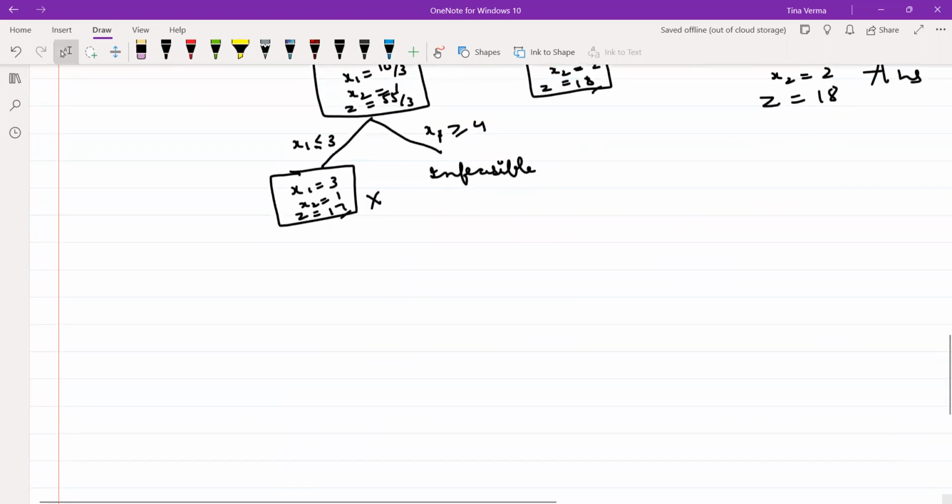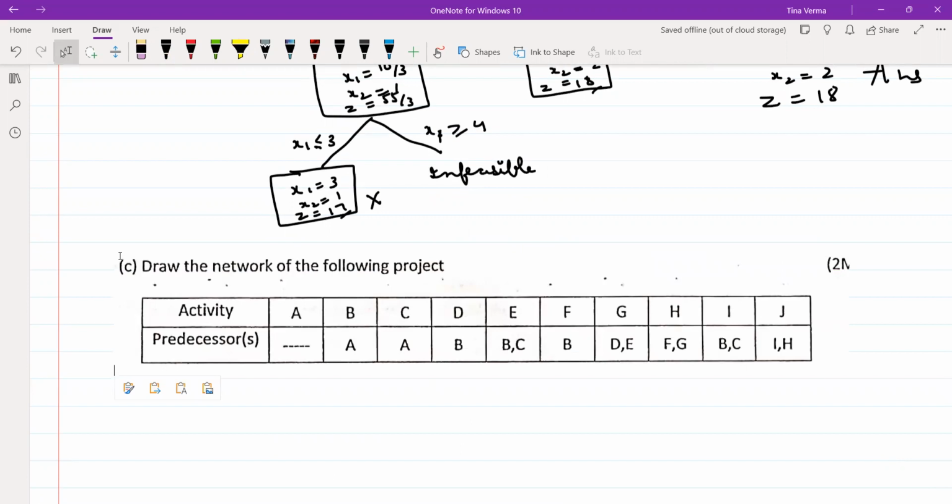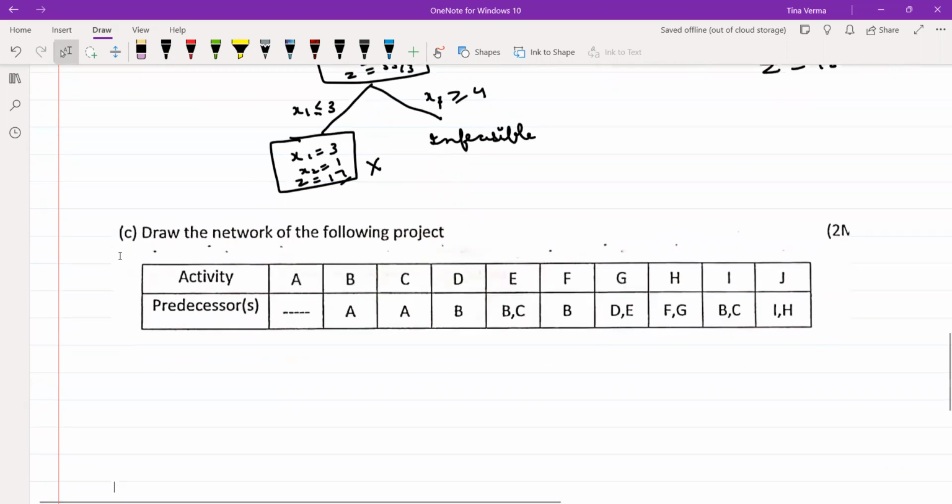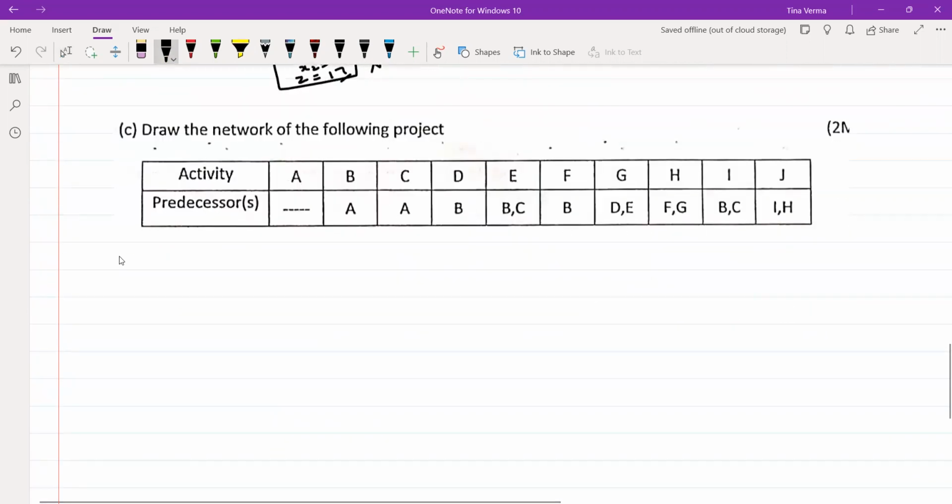For drawing the network, you have to always take care of what is given, and take care of the dummy activity which you have to add. So the third question was this, that you have to draw the network. When you have to start A, it does not require any predecessor. So if I have to start the A activity, I do not require any predecessor. So it can be started from this.